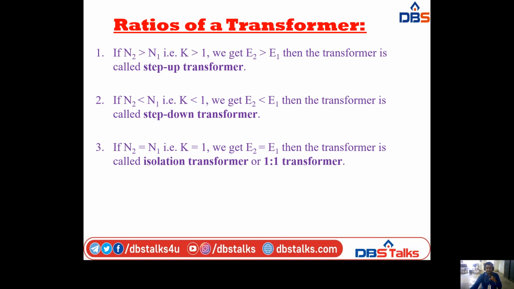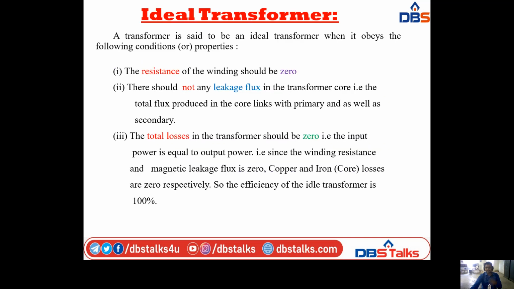Okay. And next, coming to the concept of the ideal transformer. An ideal transformer means a transformer is said to be ideal when it obeys the following conditions or properties. First one, the resistance of the winding should be 0. Actually in a basic transformer, we have some resistance for the winding. But in the ideal transformer, the resistance of the winding should be 0.